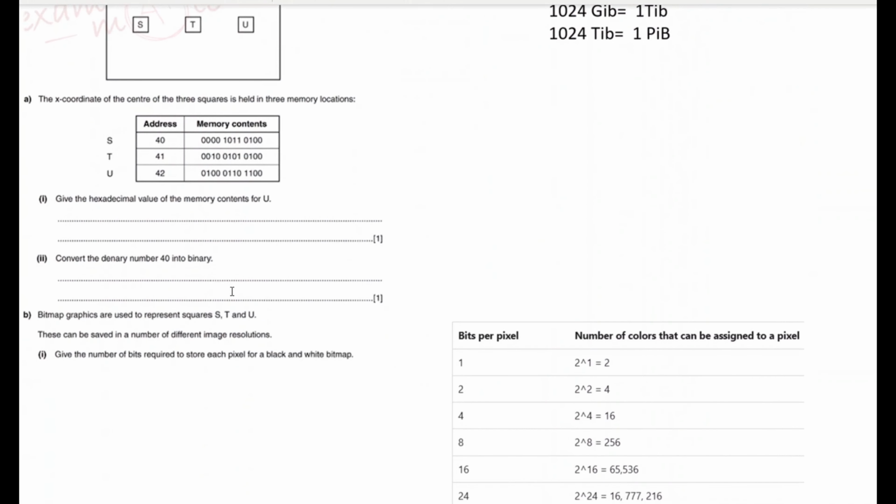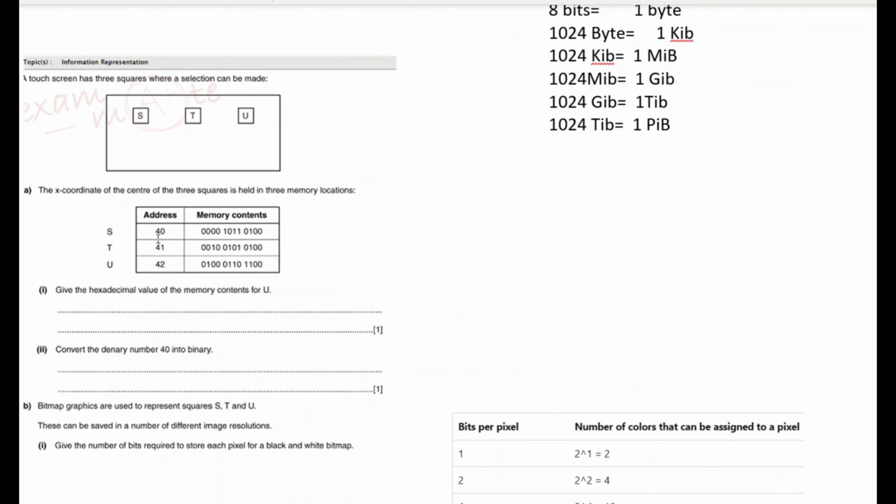In the next question, there's a table given with the letters name, address, and memory contents. You have to give the hexadecimal value of the memory contents. This is the binary value written over here, and you have to convert it into hexadecimal. Remember what we discussed earlier, that you have to divide it into groups of 4. This is the first group, this is the second group, and this is the third group.